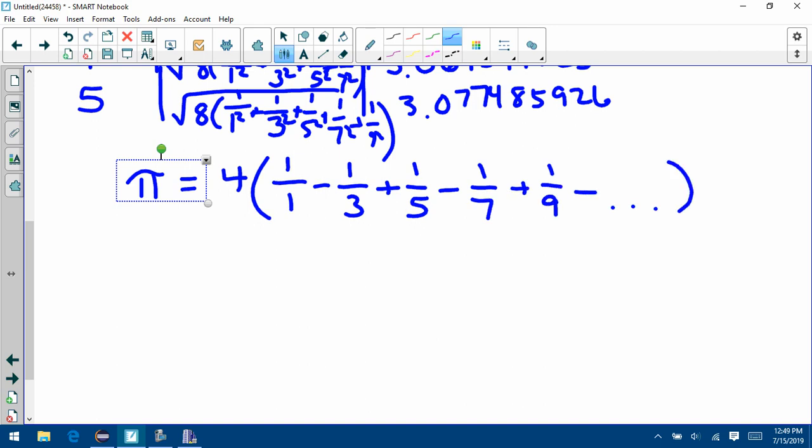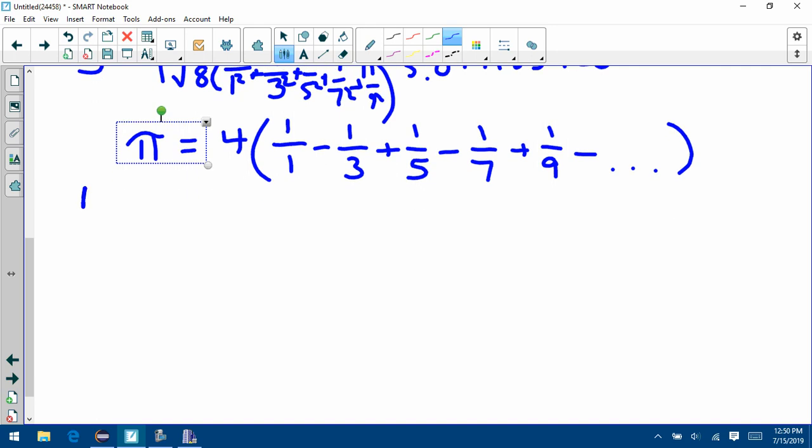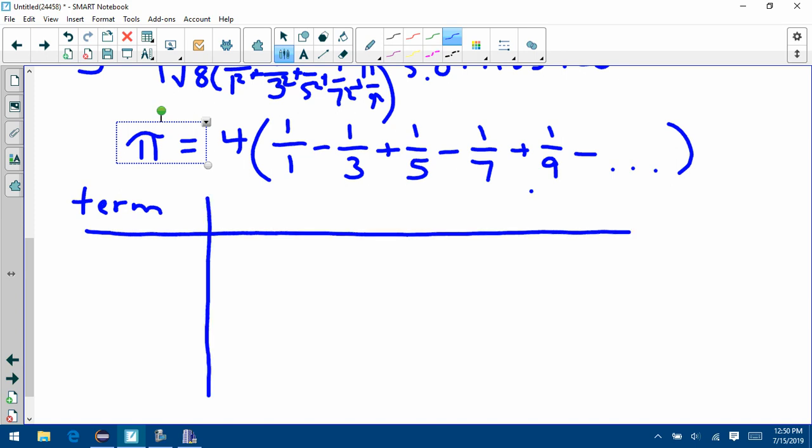It's going to go on and on forever. So let me show you how this one works. Very similar. So I'm going to make a table, keep track of the term, do the calculation in the middle, and then we'll do the pi approximation over here.